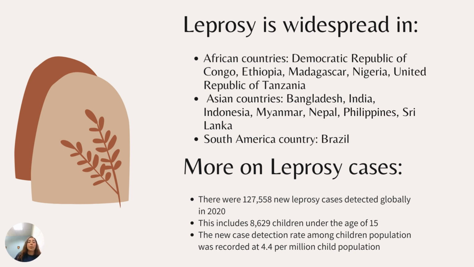So some more on leprosy cases. There were 127,558 new leprosy cases detected globally in 2020. This includes 8,629 children under the age of 15 that are affected with leprosy. The new case detection rate among children population was recorded at 4.4 per million children population. So leprosy is still very much around today, even though it is not as prominent anymore.